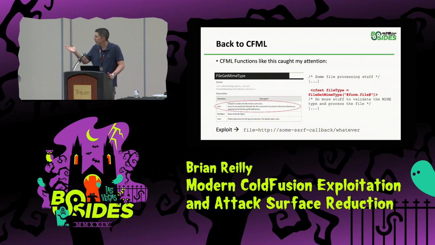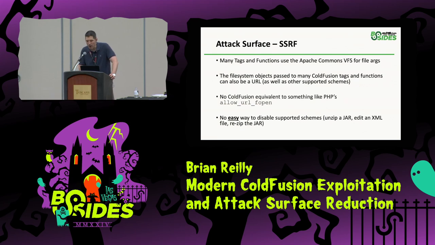For this example here, if we pass in a URL in our file parameter instead of a file object, that function is going to go out and fetch that URL. The root cause here is that a lot of these functions use the Apache virtual file system to consume and process their arguments.